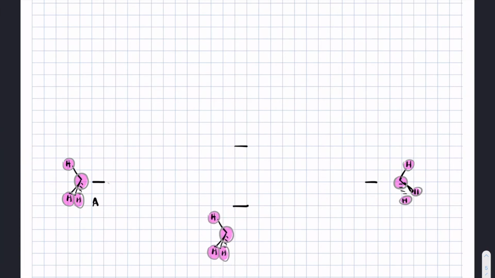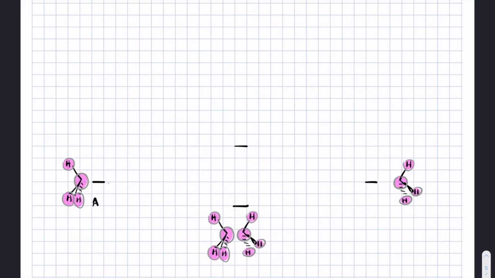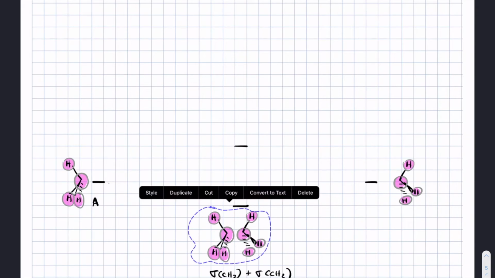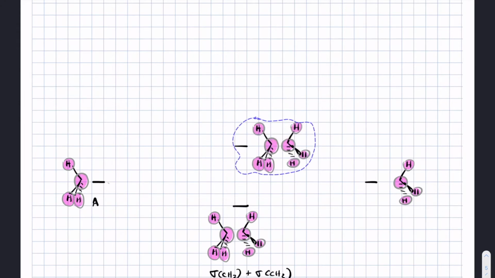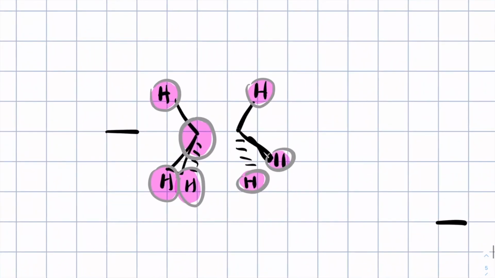So our lowest energy orbital is going to look like this, and we get it from combining the 2 sigma CH3s of our methyl group. And then the next one should just be this, but have the out of phase combination.